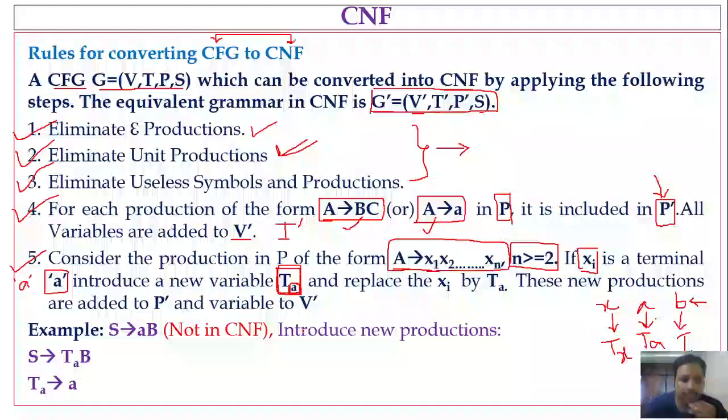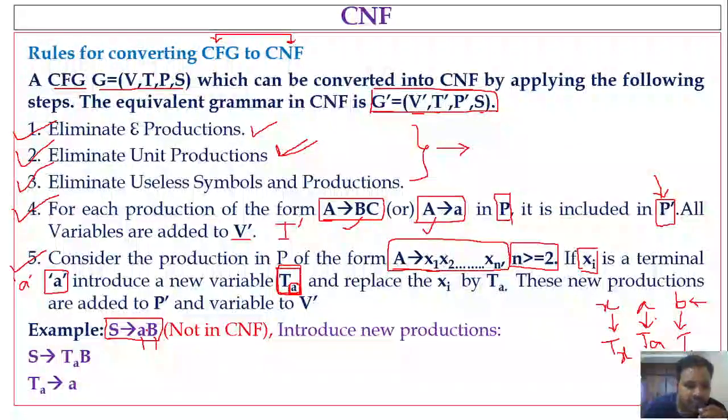So let me give one example. Here, capital S denotes small a, capital B, right? So capital S is denoting small a, capital B. So by seeing this production rule, we can directly say that this production rule is not in CNF. Why? Because the production rule may contain either two variables or one terminal symbol in the body of the production. But here in this example, one is the terminal symbol and another one is the variable symbol, right?